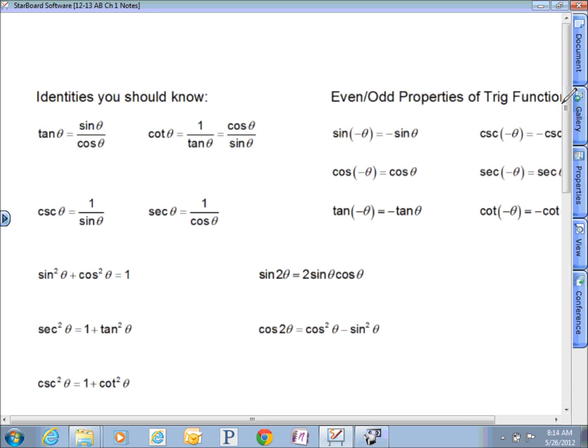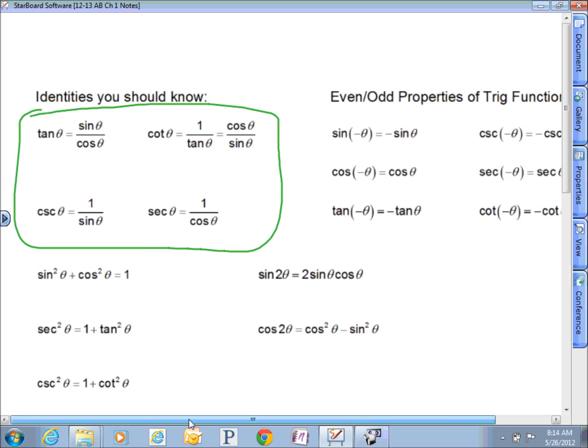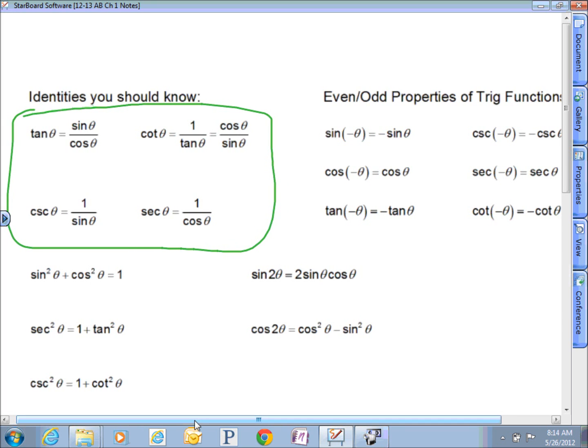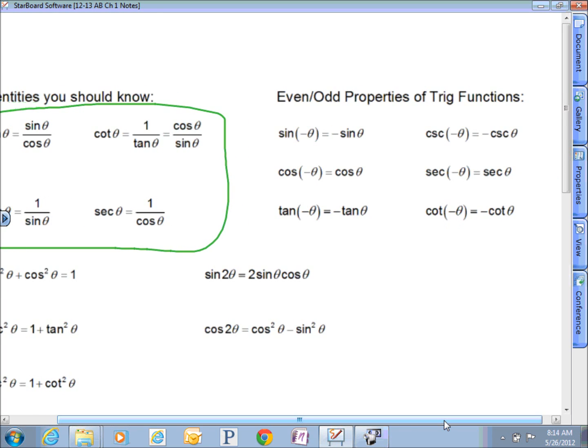These first 4 right here we call the reciprocal identities. I've already referred to a number of them in terms of solving some of those trig expressions that you already watched. You should have already watched a video on getting into some of these over here to the right side of the page, even-odd properties of trig functions. The idea here is these are supposed to be shortcuts. They're supposed to save us time.